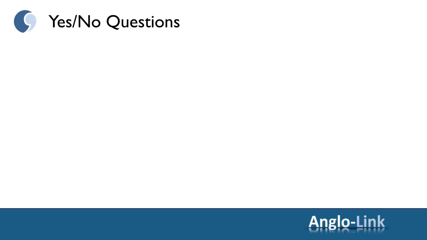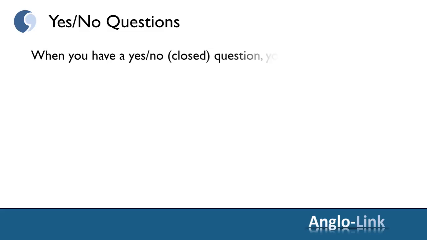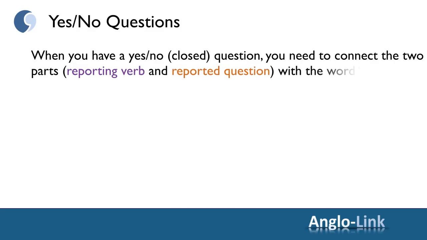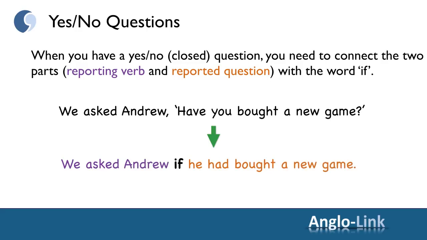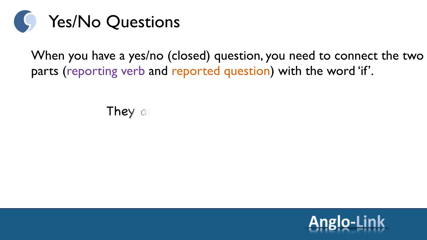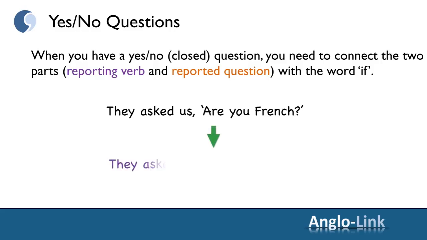Now be careful with yes-no questions, because when you have a yes-no or a closed question, you need to connect the two parts, the reporting verb and the reported question, with the word if. For example, we asked Andrew, "Have you bought a new game?" Let's change this into an indirect question. We asked Andrew if he had bought a new game. One more example. They asked us, "Are you French?" Indirect. They asked us if we were French.